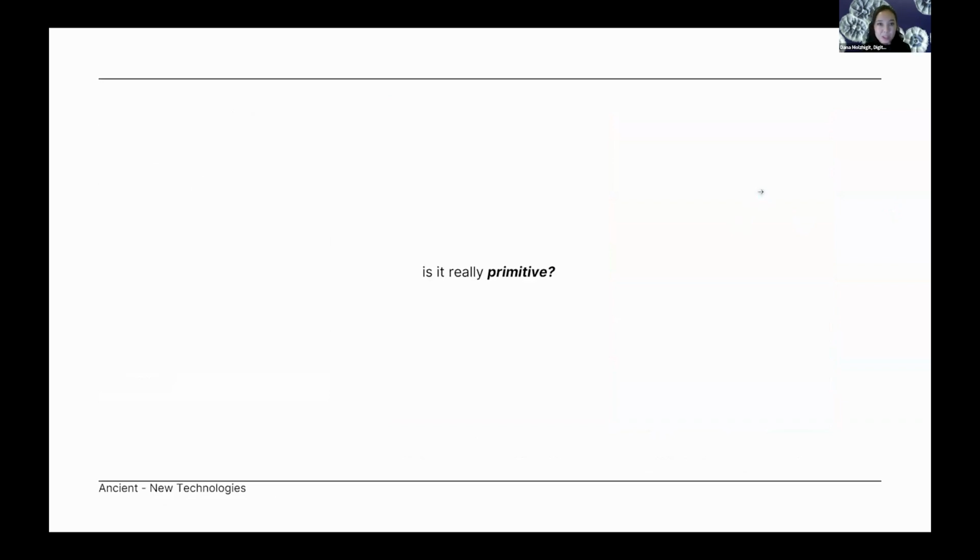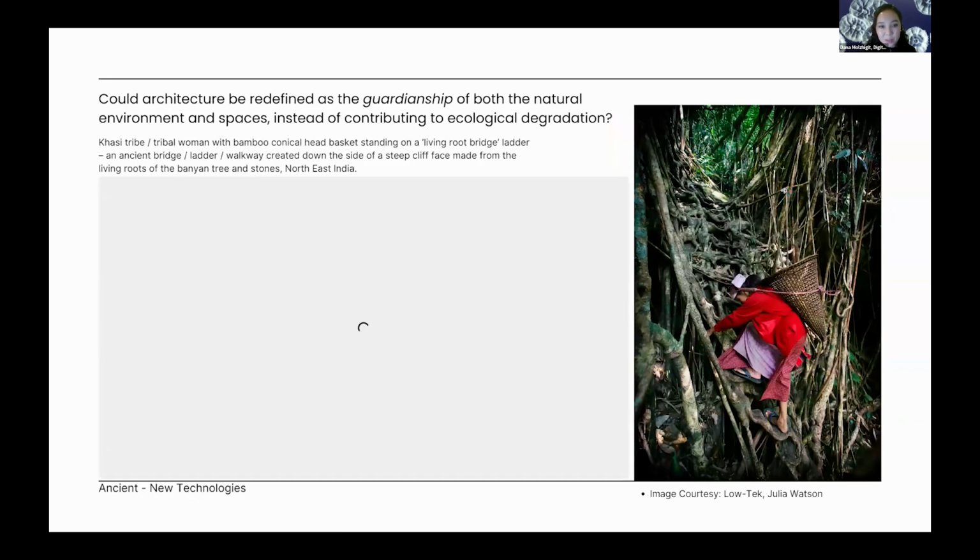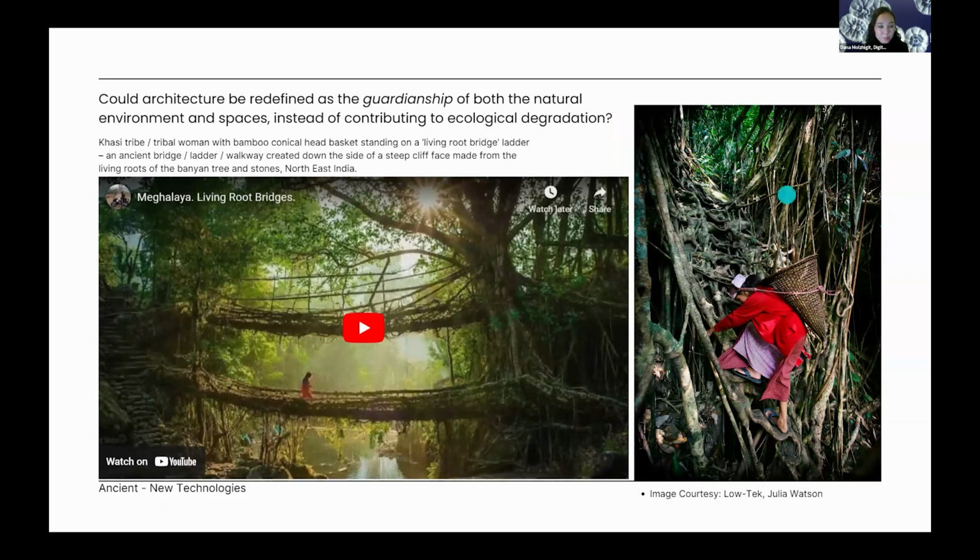So my question is, to all these indigenous practices and buildings all around the world, is it really primitive? So I'm going to ask a few questions. I would like it to be interactive. Some of them are just philosophical. Some of them are practical.